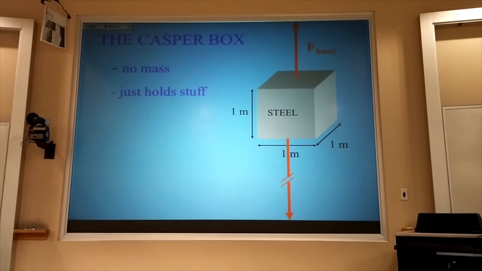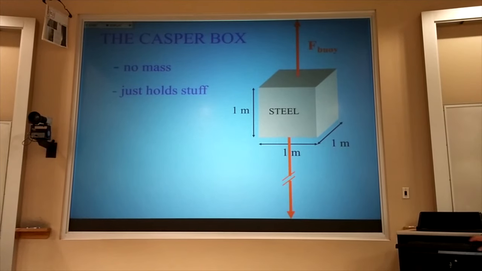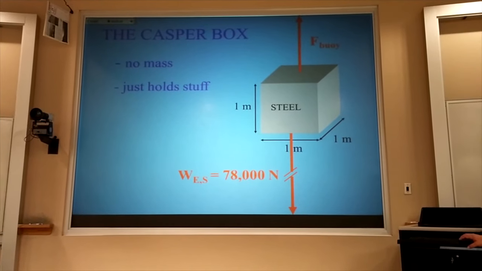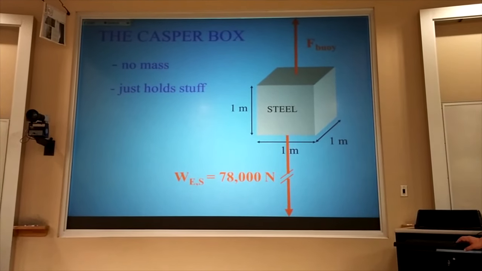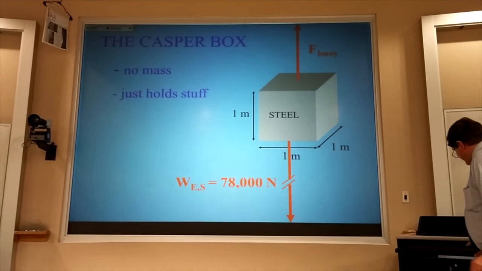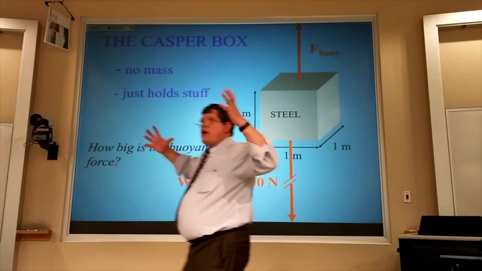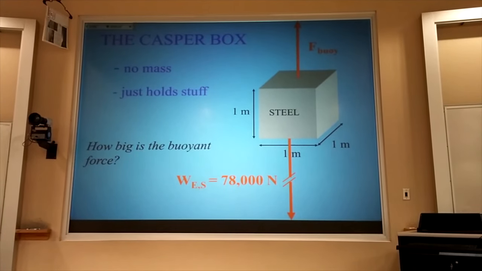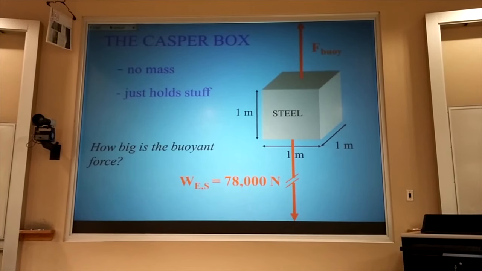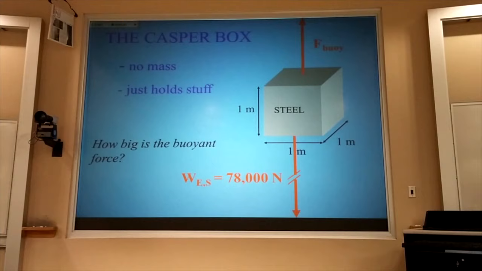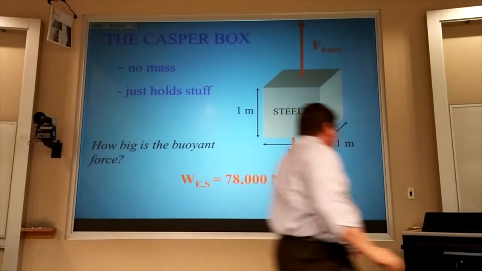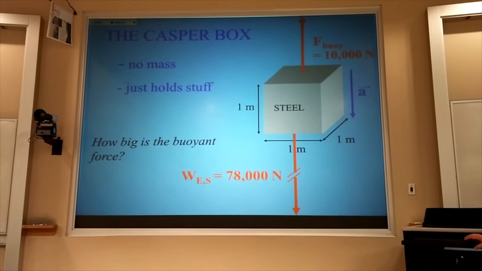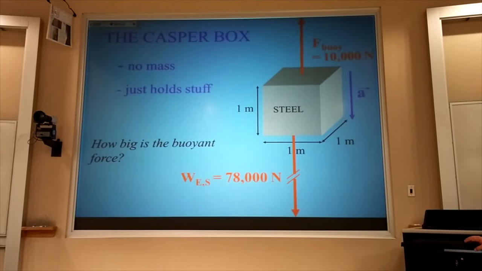In fact, it's 7.8 times as dense as water. And so that means the weight of the steel in that box is going to be 7.8 times greater than that of water. It's going to be 78,000 newtons. However, the buoyant force is caused by all the water surrounding the box. It doesn't care what's in the box. The water surrounding the box pushes the same regardless of what you put inside the box. And so that means the buoyant force is still going to be 10,000 newtons. And this box of steel is going to accelerate down to the bottom of the lake.